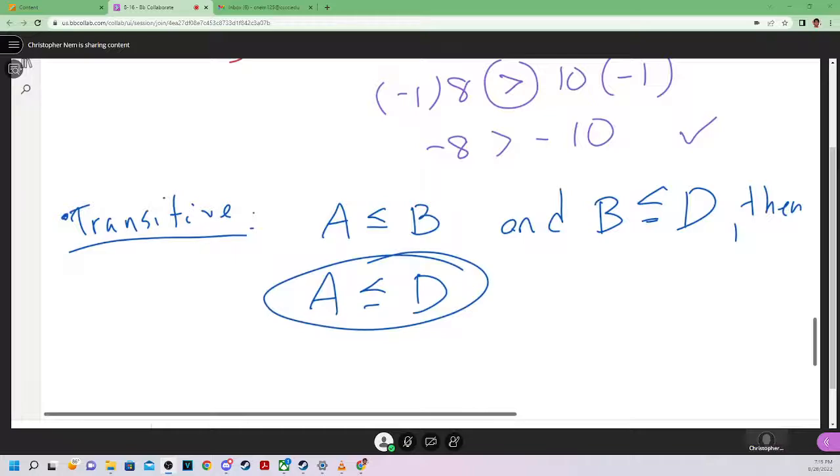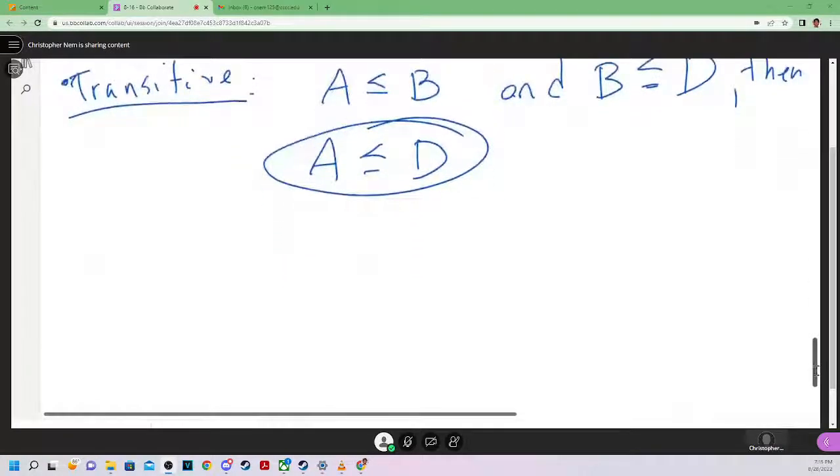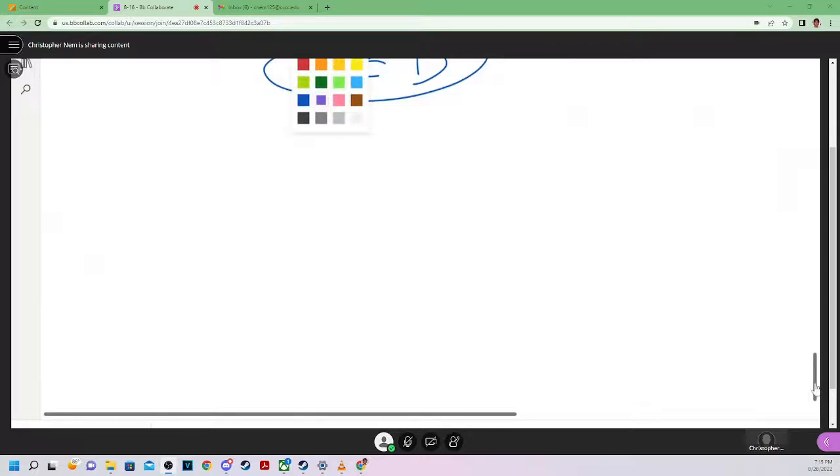At the end of the day, if one guy is less than or equal to the next guy, then that same original guy has to be less than or equal to the last guy. That's all it's saying. So it's not like a crazy story or anything like that. That's just the last property I want to get to. Now, let's solve some inequalities.